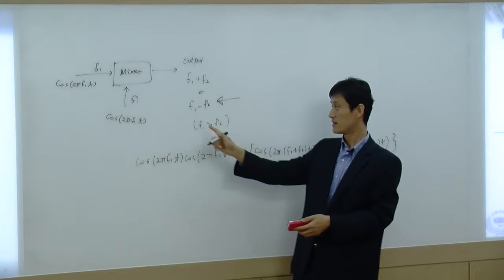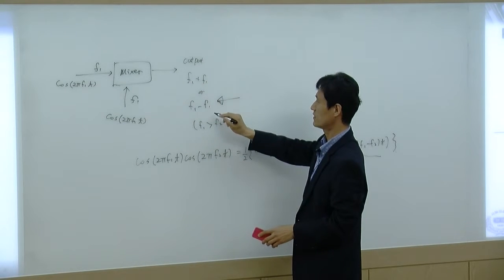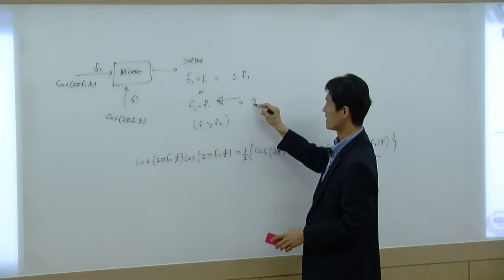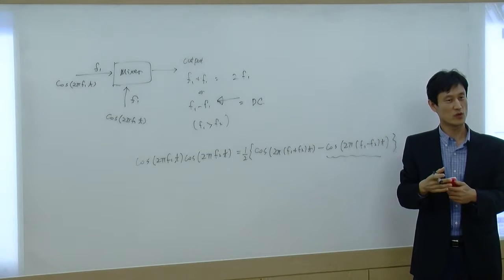In that case, this is going to be F1. Here's also F1, right? F1, F1. So you're going to get 2 F1 or DC. You're going to get 2 outputs. And which one do you want?